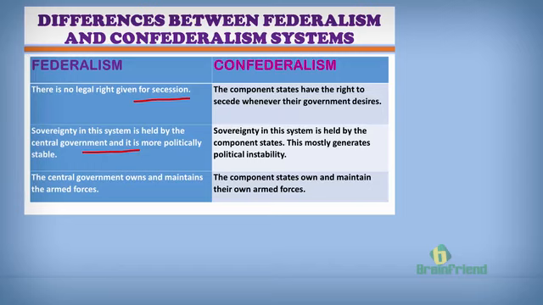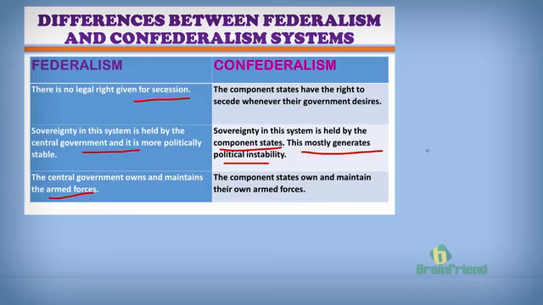Now, in the confederal system of government, sovereignty is held by the component states that come together to form the confederacy. And this, with the right given to them to pull out at any time they will, actually generates political instability in the nation practicing confederalism. And then the central government owns and maintains the armed forces in a federal system of government. But in a confederal system of government, the component states are the ones that own and maintain their individual armies.